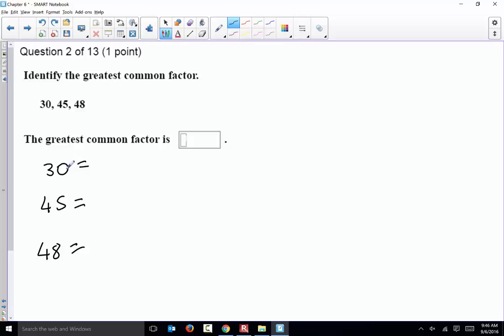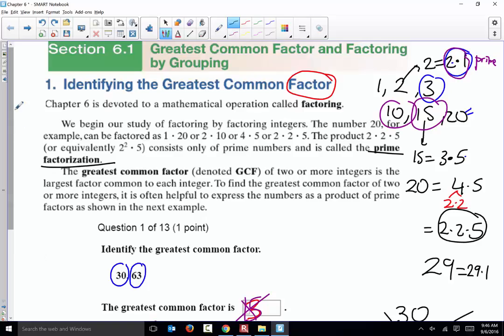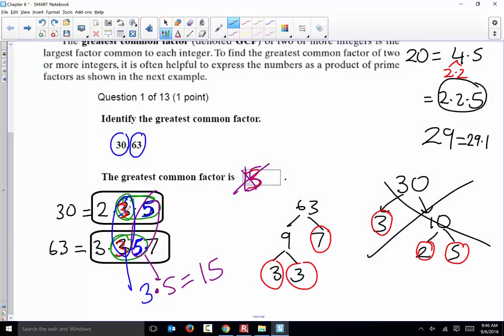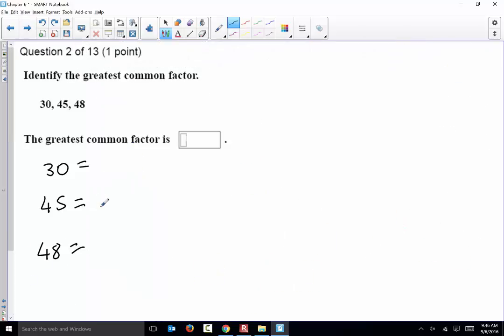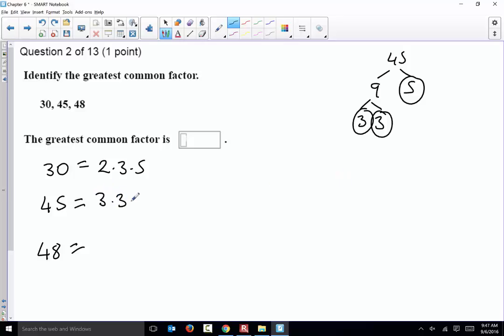Anyways, 30. Have we broken 30 before? Yeah, we did. Can I cheat? What were 30's factors? 2, 3, 5. How about 45? I need to do a brand new branching for this one. It is 9 and 5 first. 9 is 3 and 3. 5 is just 5. So it is 3, 3, 5.